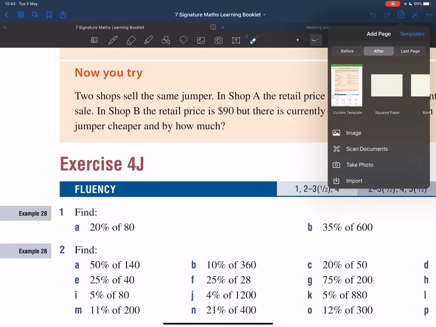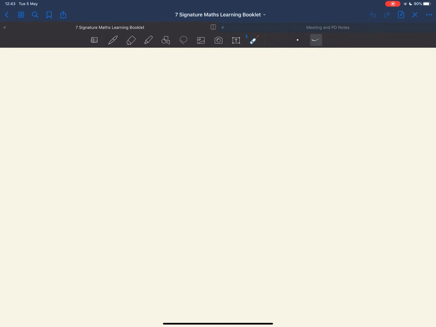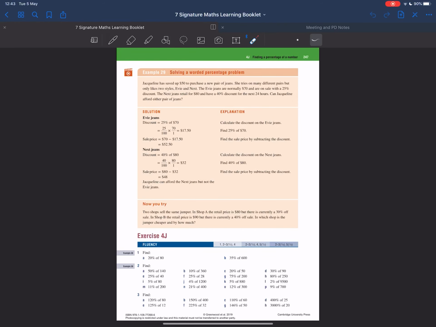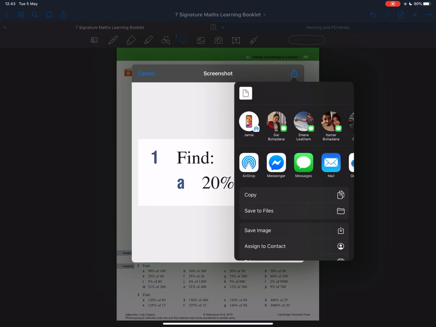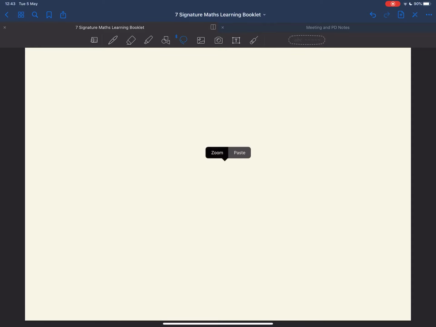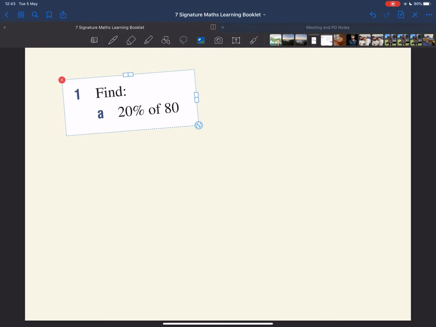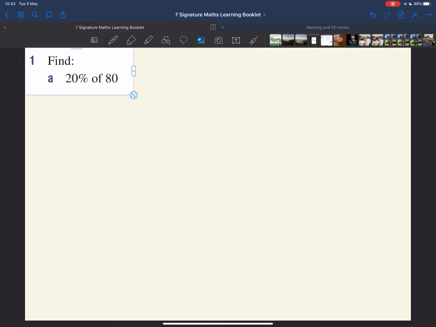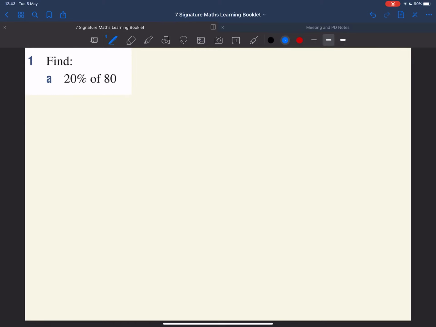I'm going to go ahead and create a new page just next door so we can take a snippet of this question here. Copy. And we're going to find 20% of 80. Now, what does this all mean?